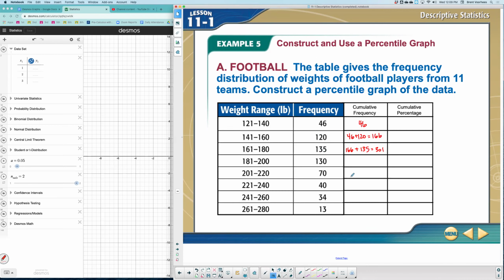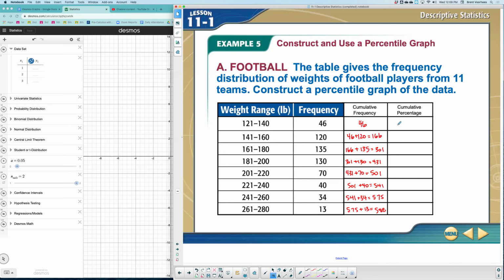If I'm doing my math right, I think that's 301. And so then you take your 301 and add 130 to this, which will be 431. Then I take 431 and add 70, which gives me 501. Then I take 501 and add 40, which gives me 541. 541 plus 34 equals 575. And finally, 575 plus 13 gives me the total, which is 588.